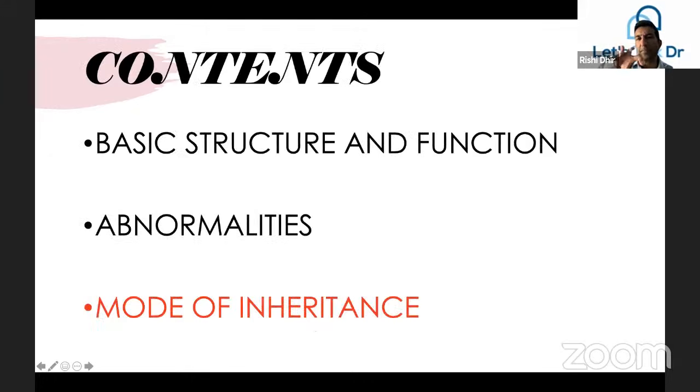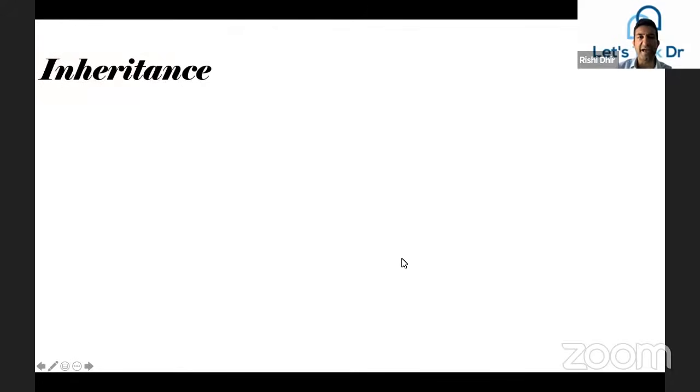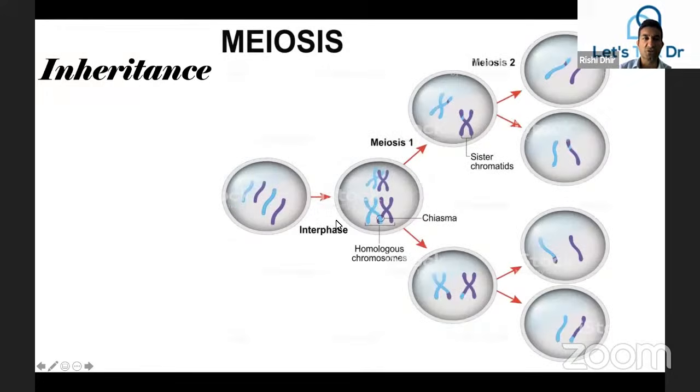So we've described the basic structure and function of chromosomes and abnormalities that you might meet in the exam, and let's move on to modes of inheritance, okay? Inheritance is quite important because this is really where we come in as doctors. So meiosis is the buzzword I want you guys to remember.